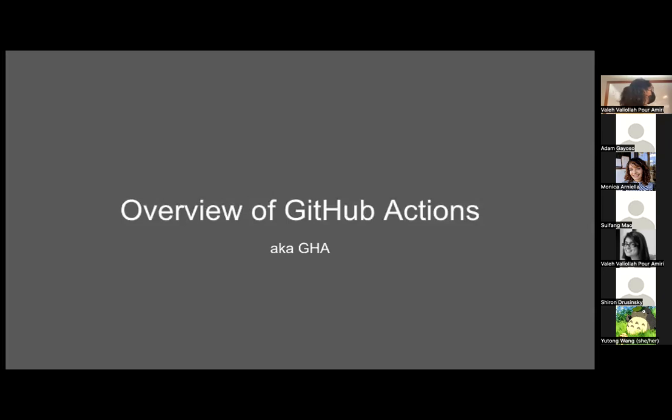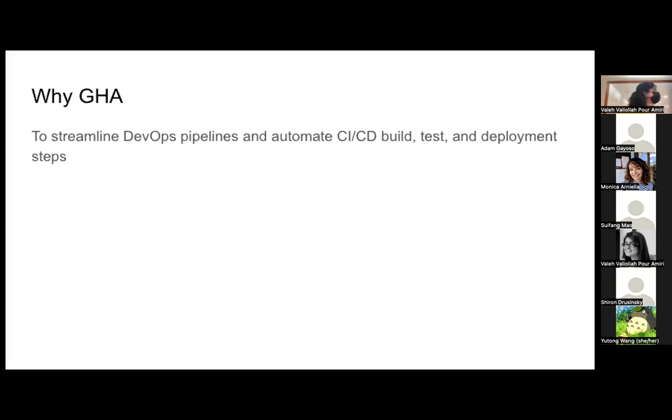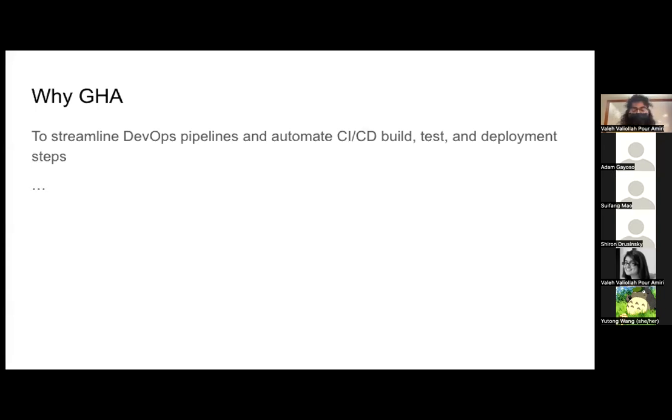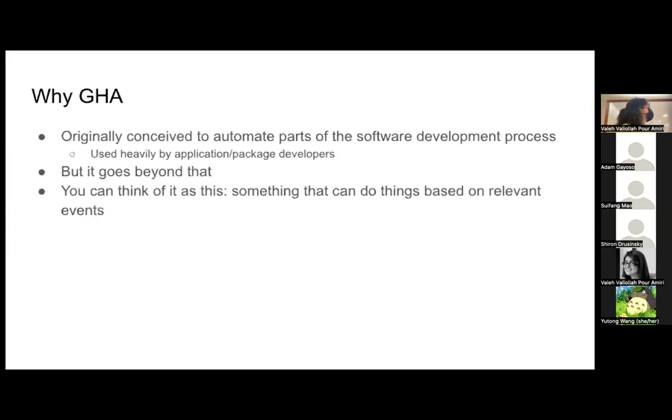So, an overview of GitHub Actions, which I'll be referring to as GHA in what follows. Why do we even use GitHub Actions? It's actually pretty simple. It's to streamline DevOps pipelines and automate CI/CD build, test, and deployment steps. But I guess that's not very helpful. Even to me, that may be a little bit cryptic. So let me try again.